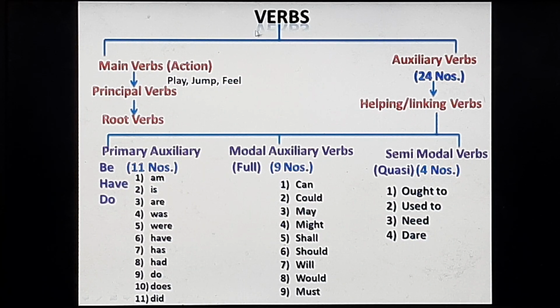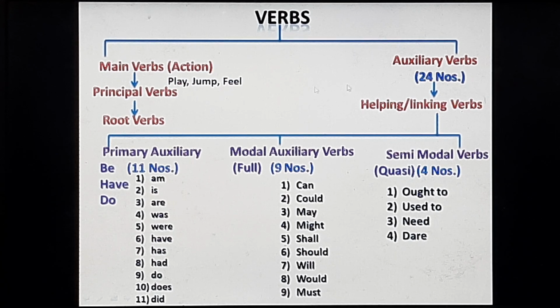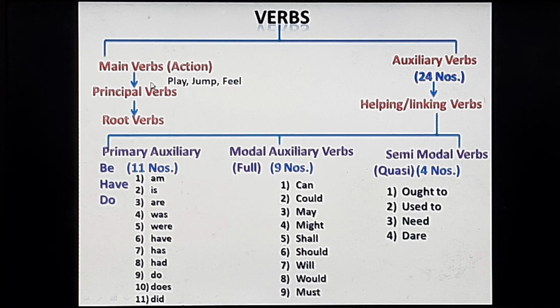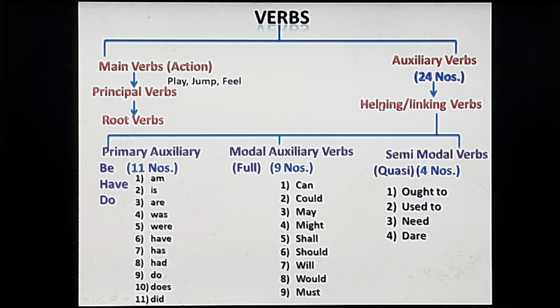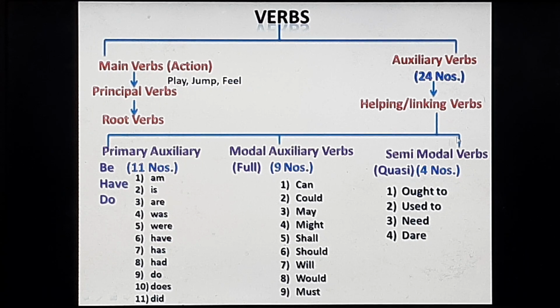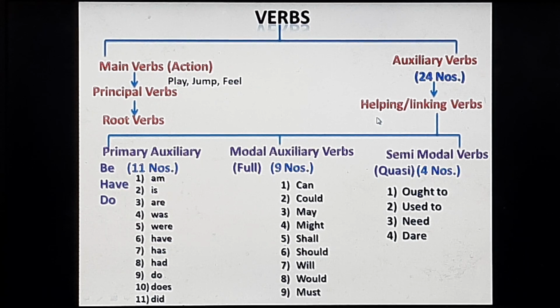Now, verbs can be classified into main verbs and auxiliary verbs. The main verbs usually are action verbs and they show action like play, jump, feel, etc. The main verbs are also called principal verbs or root verbs. Now, the auxiliary verbs are helping verbs or linking verbs. They are called so because they usually help the main verbs.